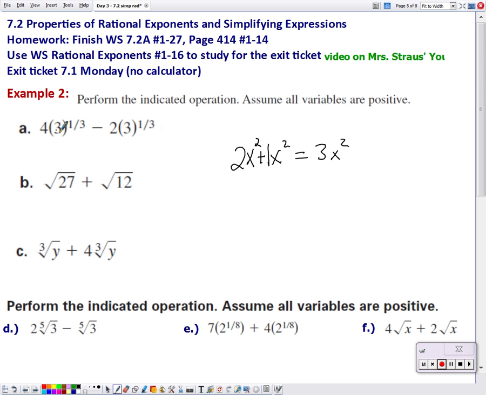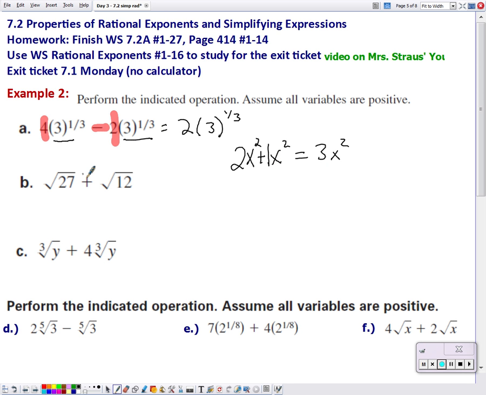As we look at A, we have this very complicated looking expression. We have 4 times 3x to the 1/3 minus 2 times 3x to the 1/3. They have the same base, and they have the same power. So all we're going to say is, okay, 4 of them minus 2 of them equals 2 of them. I'm not going to do anything with the 3x to the 1/3. That's the type of term I have. Just like over here, I didn't do anything with the x squareds. 2 of them plus 1 of them made 3 of them.